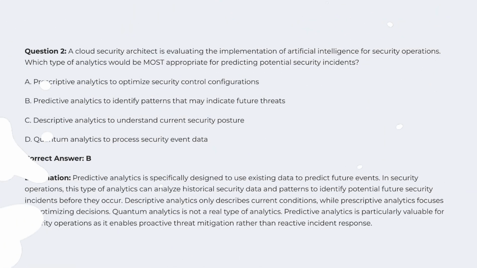Correct answer, B. Explanation. Predictive analytics is specifically designed to use existing data to predict future events. In security operations, this type of analytics can analyze historical security data and patterns to identify potential future security incidents before they occur. Descriptive analytics only describes current conditions, while prescriptive analytics focuses on optimizing decisions. Quantum analytics is not a real type of analytics. Predictive analytics is particularly valuable for security operations as it enables proactive threat mitigation rather than reactive incident response.